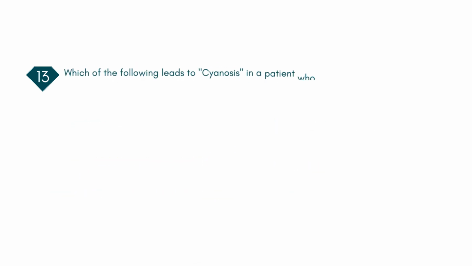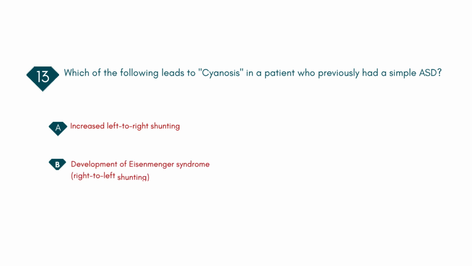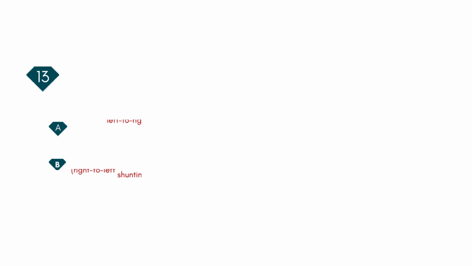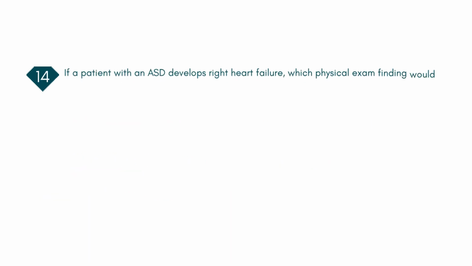Which of the following leads to cyanosis in a patient who previously had a simple ASD? A. Increased left-to-right shunting. B. Development of Eisenmenger syndrome, right-to-left shunting. C. Spontaneous closure of the defect. D. Successful surgical repair. Answer: B. Development of Eisenmenger syndrome.